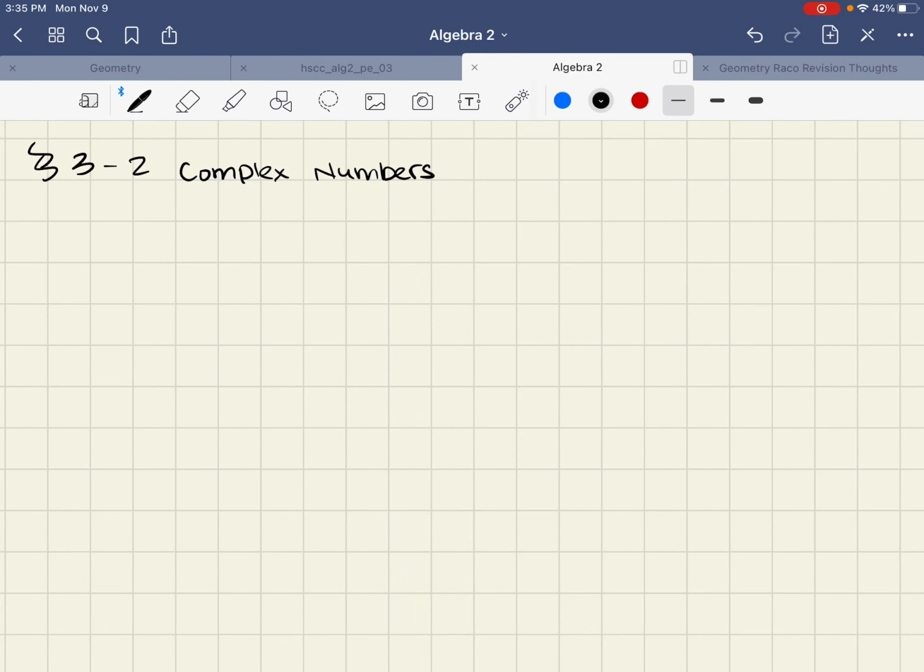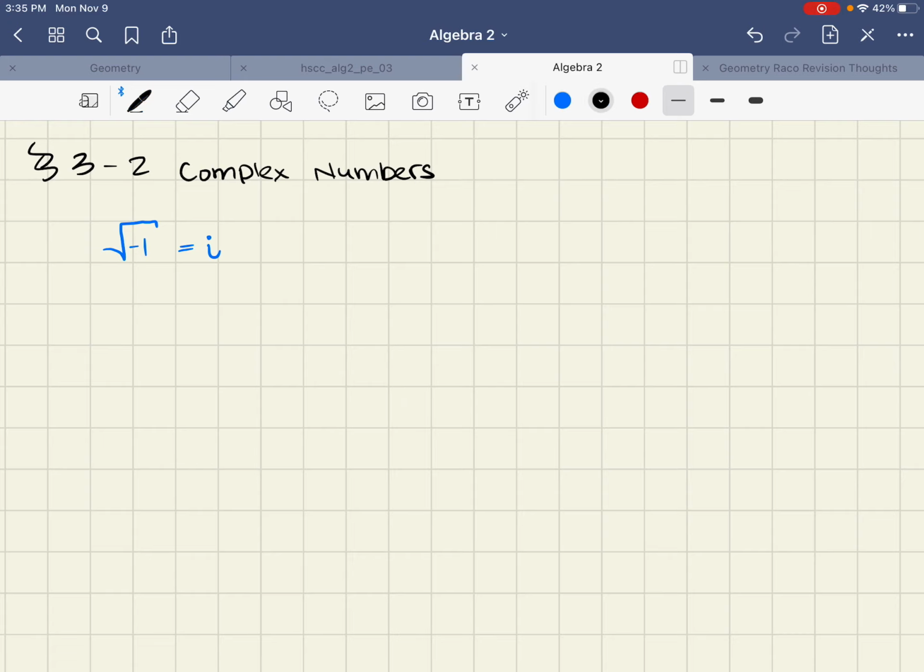All right, so this is just a real quick explanation of complex numbers, section 3.2. So the first thing is you have to understand what the square root of negative 1 is, and it's a defined term for us. The square root of negative 1 is just what we're going to call i from now on. So if you see the square root of negative 1, it's automatically going to turn into i.